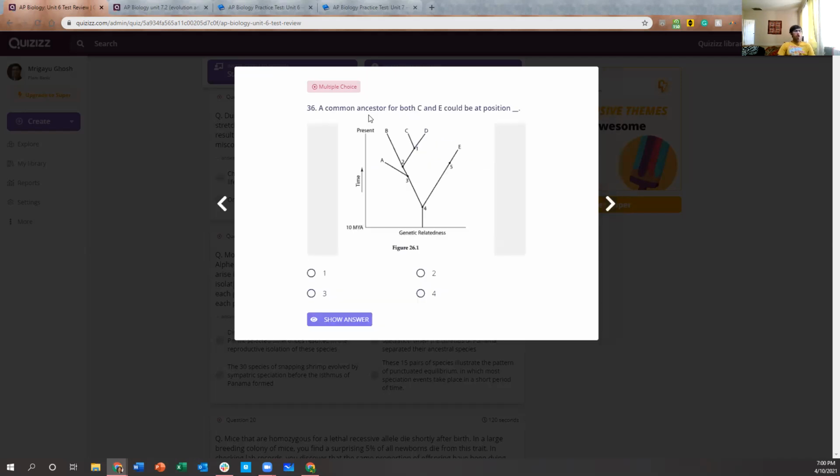Okay. Common ancestor for both C and E, okay? So the best way to do this is to draw the line and see where they meet. So C goes all the way down here, and E goes all the way down here. So where do they intersect? Well, they intersect at this node over here, which is number 4. So 4 is the right answer for their common ancestor. Yep, that's the right answer.